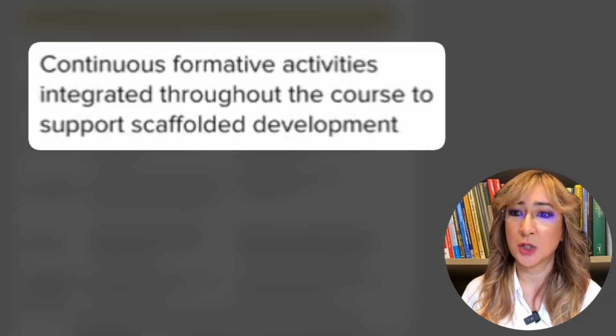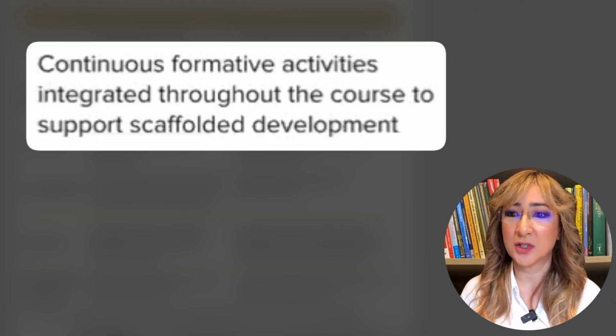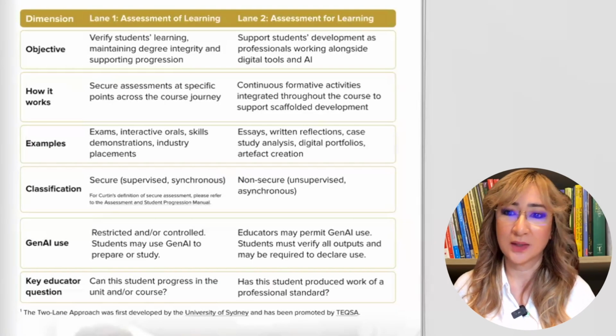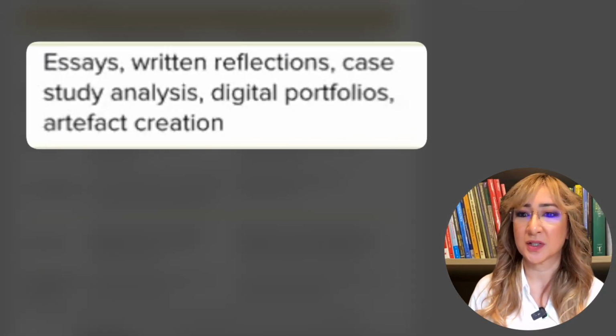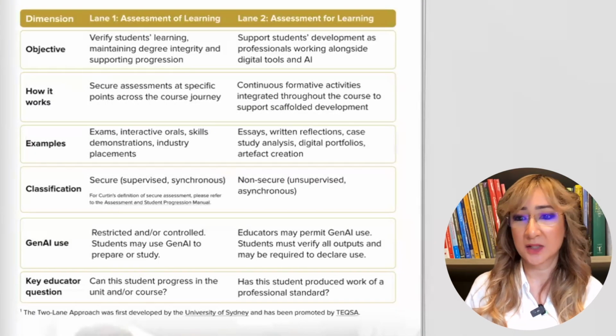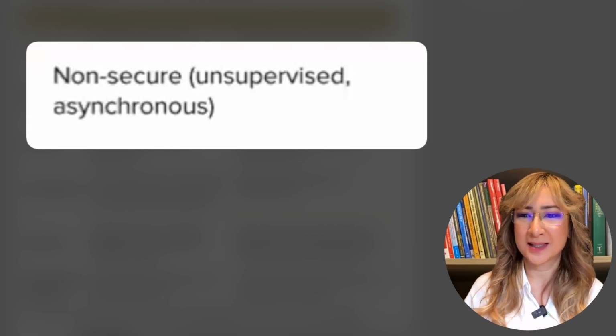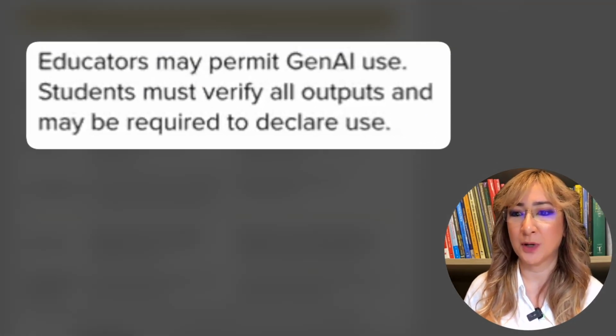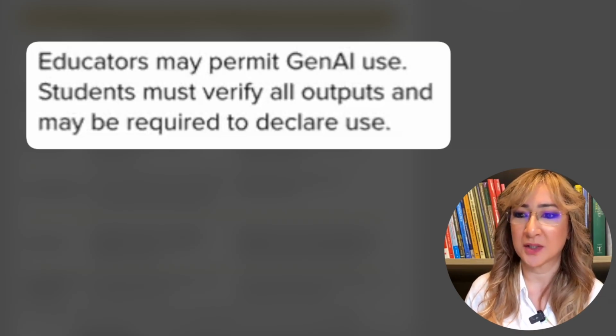How it works: continuous formative activities integrated throughout the course to support scaffolded development. And then there are some examples where there's essays, written reflections, case study analysis, digital portfolios, artifact creation. The classification, they say non-secure. That kind of, I think, has the intonation that it's negative when you say it's non-secure, but it is unsupervised and asynchronous. Gen AI use: educators may permit Gen AI use. Students must verify all outputs and may be required to declare use.